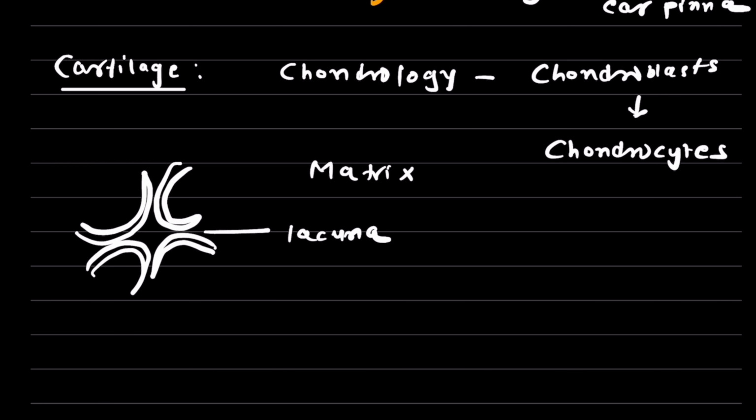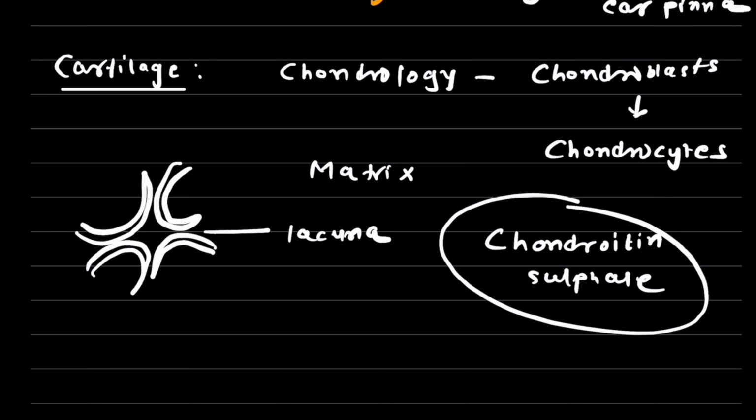Matrix is solid, pliable and rigid. It is composed of substances like chondroitin. The main protein is called chondroitin sulfate. Is that clear, all of you? So this is all about the information of cartilage.